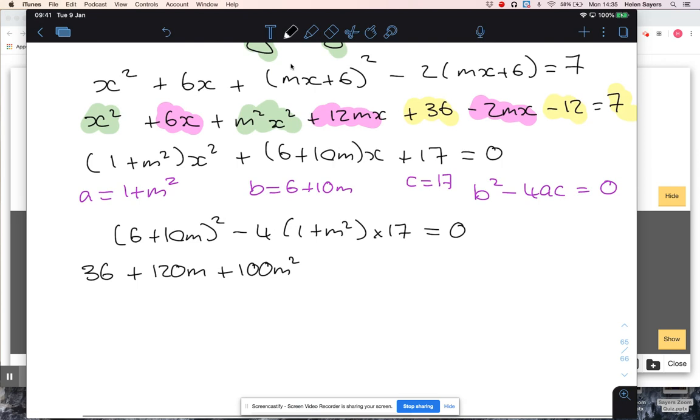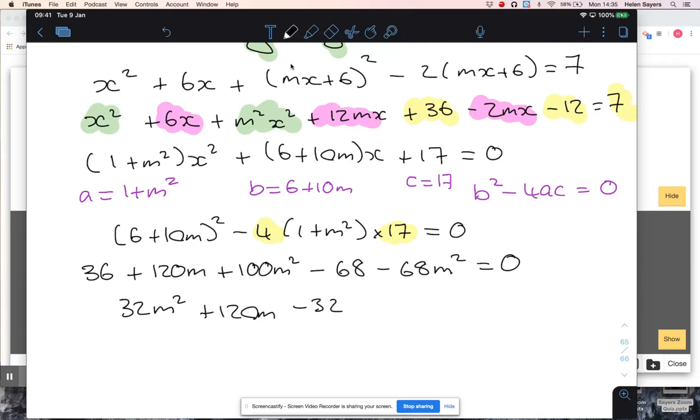And then don't forget, when you're multiplying these brackets out, you're multiplying by 4 and 17. So the minus 4 times the 1 times the 17 is minus 68. And the minus 4 times the m squared times the 17 is minus 68m squared. So now I've got a quadratic in m. So I've got 100m squared minus 68m squared, I've got just 120m, and then I've got 36 minus 68.